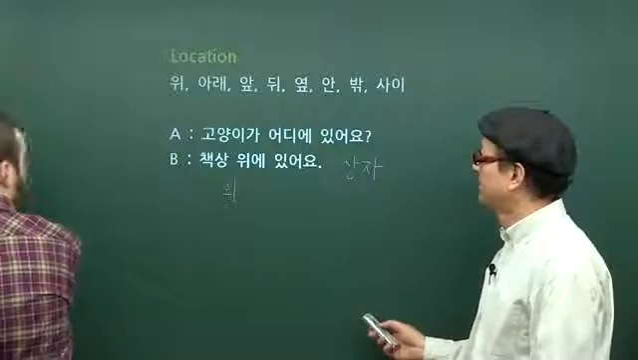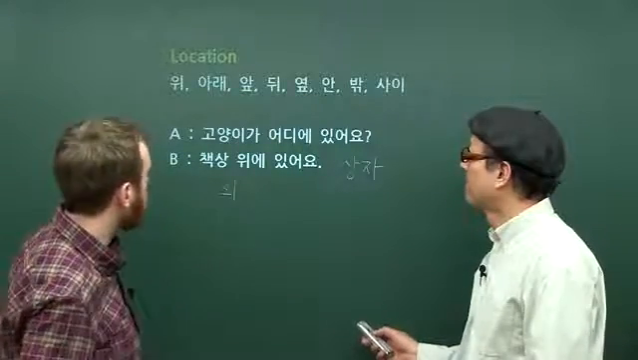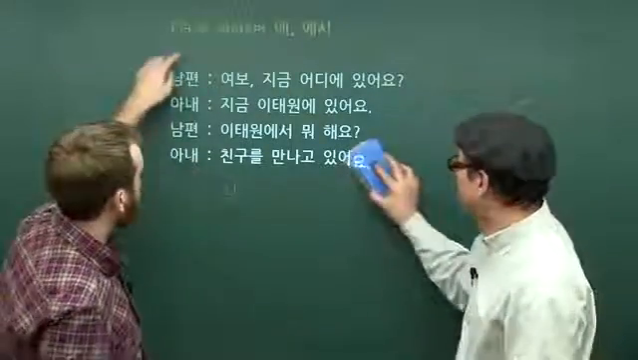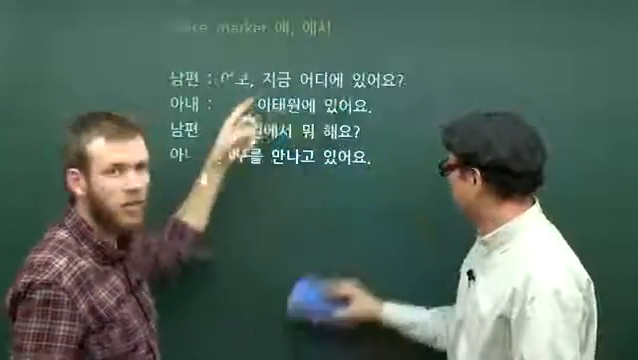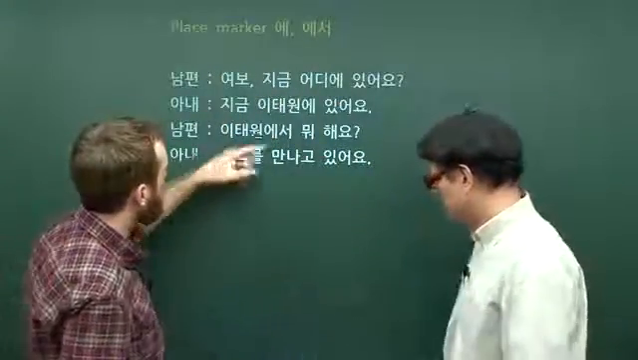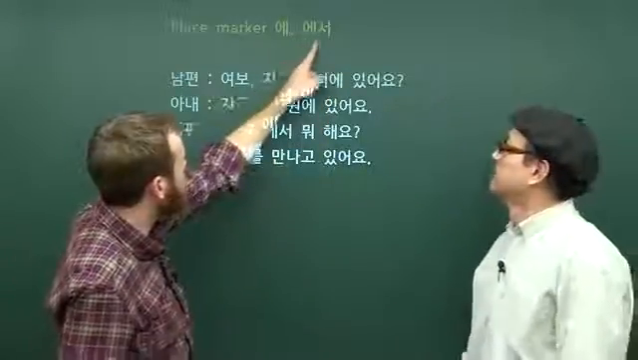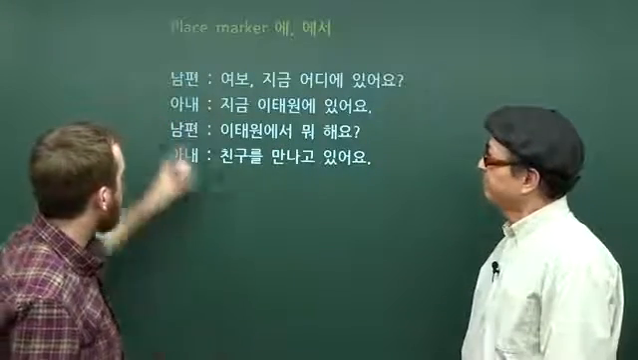Okay, so we also have our location marker. Our place marker. We've seen this many times, even in the question 어디에 있어요? Or where is the cat? So our place marker 에. And next to that, this is a little new for us. 에서. Okay, so we've got a conversation here.